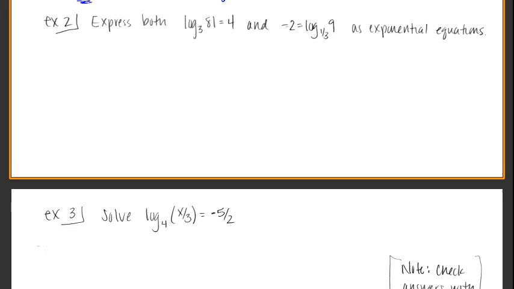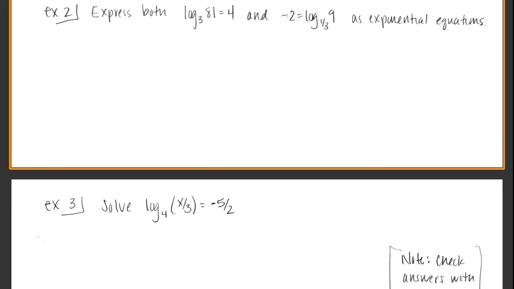All right, example 2. We want to express both log base 3 of 81 equals 4 into exponential form, and also negative 2 equals log base 1/3 of 9. Example 2 is just kind of the opposite of example 1. We're going the other way around.